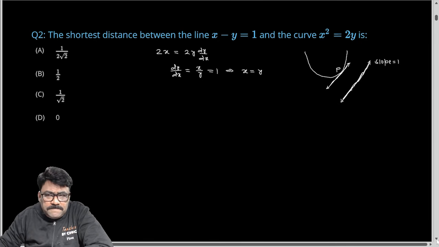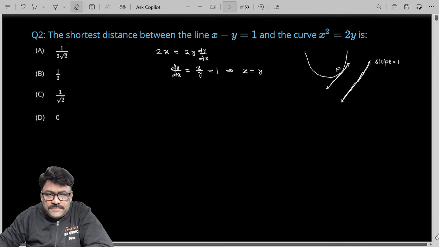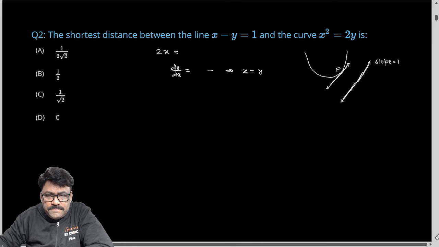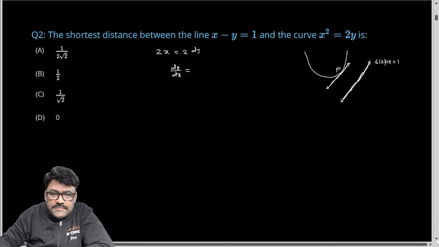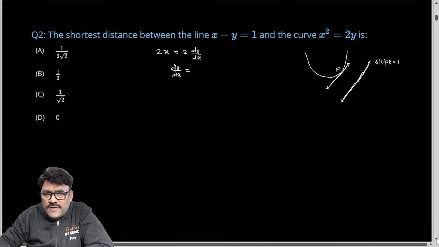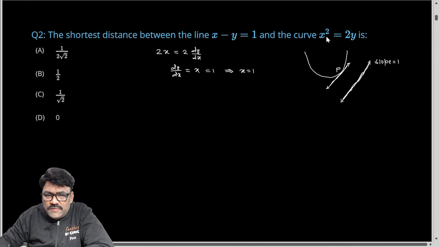If I put x and y equal here on this curve, so what I will get, let me check. I think I've done some error in differentiation. Actually 2x is 2 dy by dx. So dy by dx is basically x only. And slope is 1, so x is 1. And when you put x is equal to 1 in the curve, x square is equal to 2y, so y will be half. So I can say that the P point is 1 comma half.